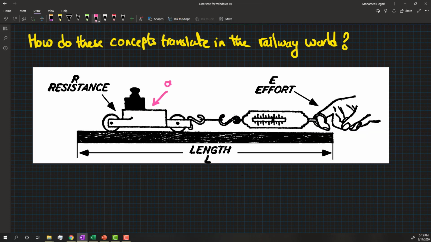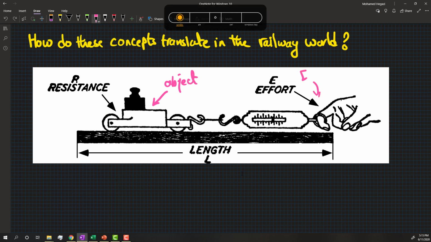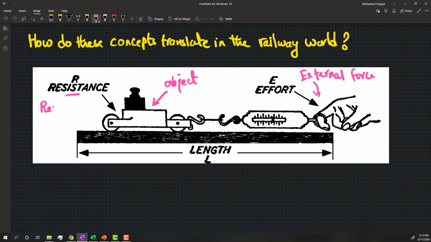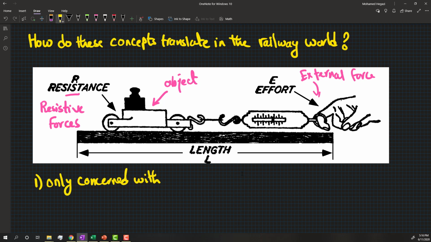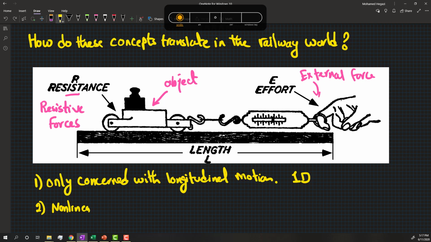In the picture that you see in front of you, there is an object, our rail car, to which we are going to apply an external force. And of course, that object has a resistance. It could be friction or it could be air resistance, and we'll discuss that in further slides. Now, two main differences in the rail scenario is that first, we are only concerned with longitudinal motion. So it's 1D motion, one dimensional, making it simpler. And the second is that the resistive force is nonlinear.